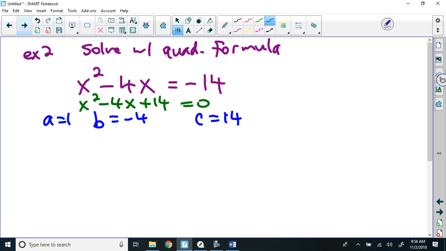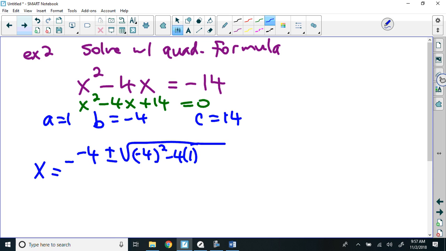So the quadratic formula, here it goes. X equals minus 4 plus or minus. Is it always going to be minus 4? No, it just happens to work out the way I picked my first 2 examples. Negative 4 squared minus 4 times 1 times 14, all over 2 times 1.